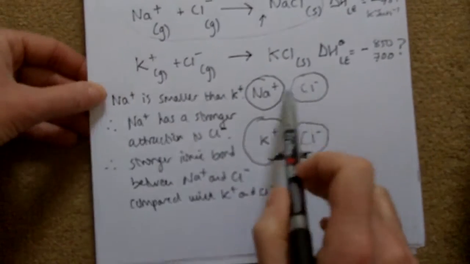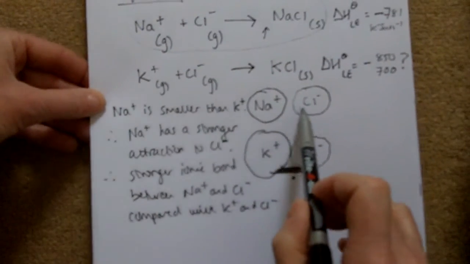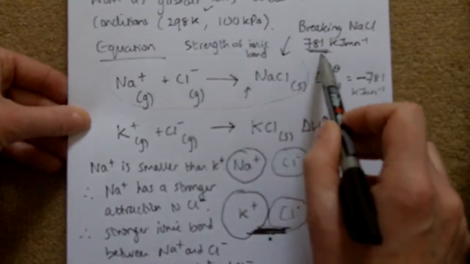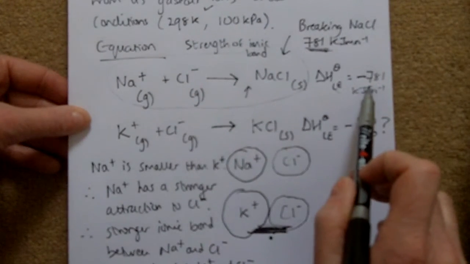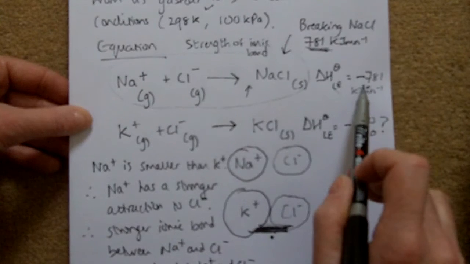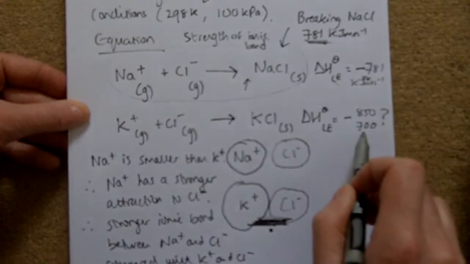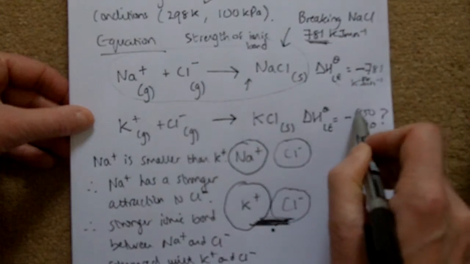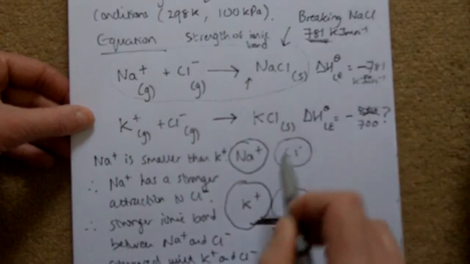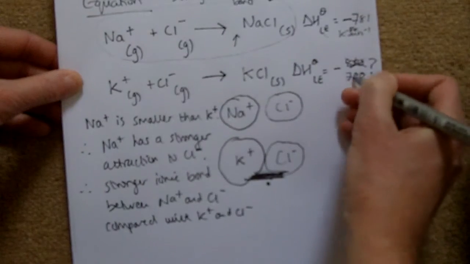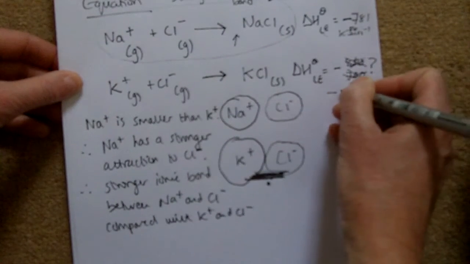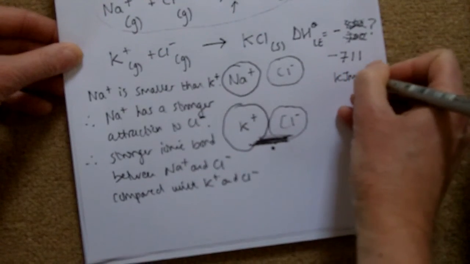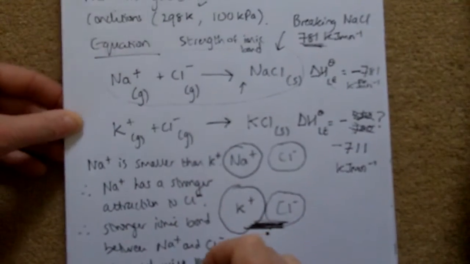Okay, so sodium chloride has got a stronger ionic bond, therefore more energy is needed to break it up, therefore more energy is released when the bond is formed. Okay, so which of these is going to be correct? It's going to be the one with the lower, less exothermic. Okay, the value is actually minus 711 kilojoules per mole for potassium chloride.